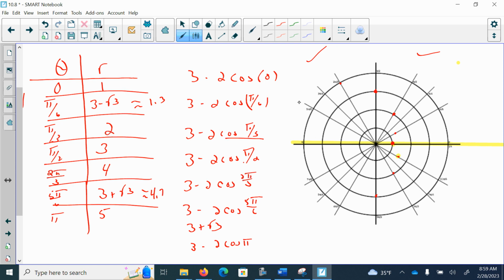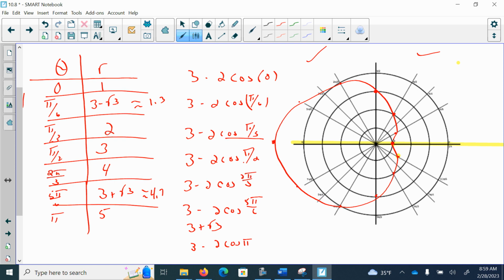And then pi will be 5, so that'll be here. Again, mapping down, can't map this one because it's on that line. Mapping, and then mapping down. And then I'm going to have a shape that looks like this. It's called a limacon. And it's just going to be kind of like a circle, but it's going to have that little divot.